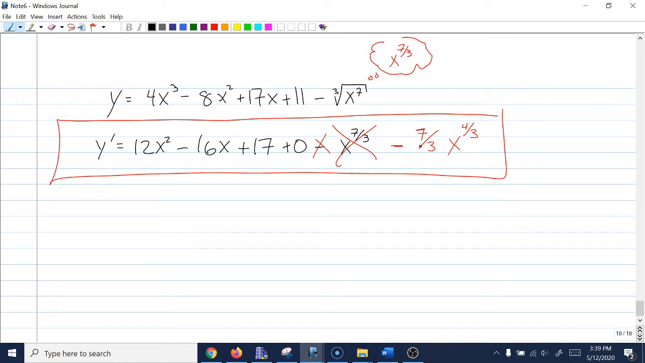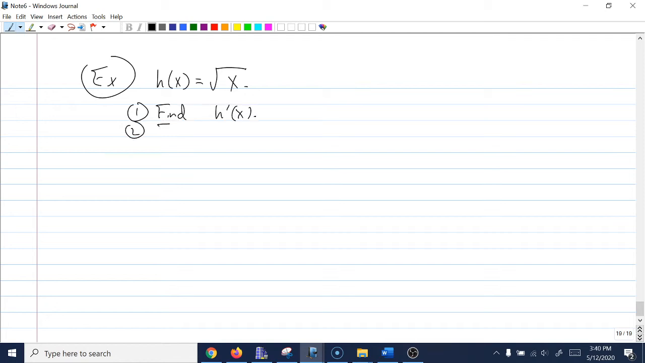Yeah. Let's do one more example that sort of shows off some of the cool things we learned from chapter 2. h of x is the square root of x. Let's find h prime of x. 2, let's find h prime of 100. 3, use that to estimate the square root of 100.12.